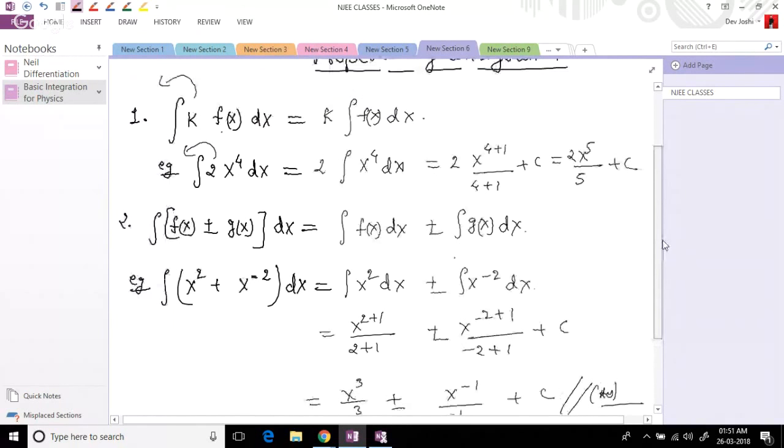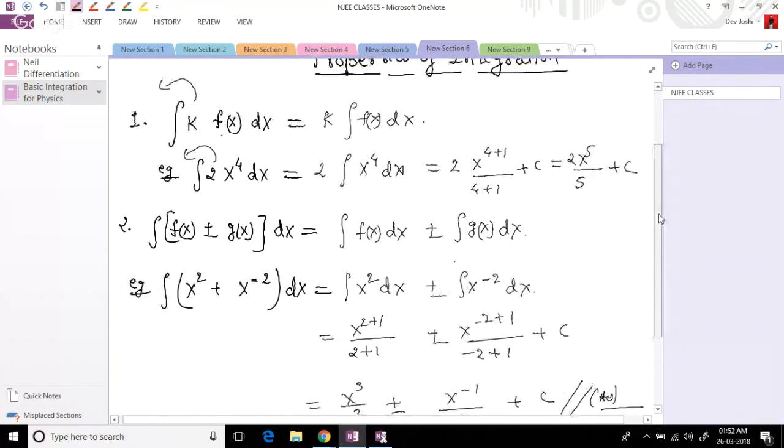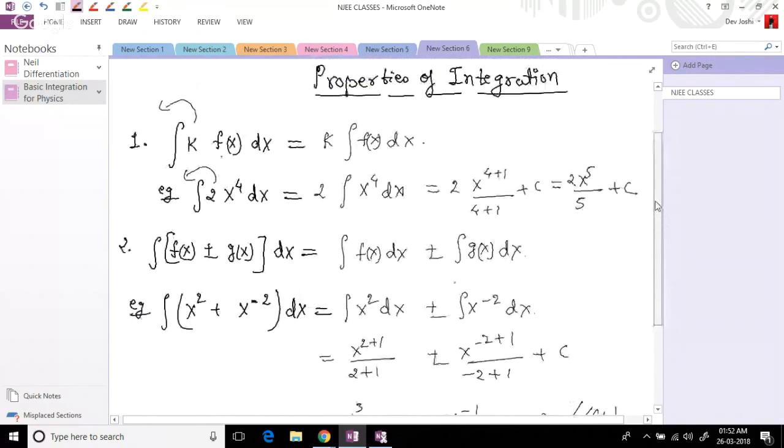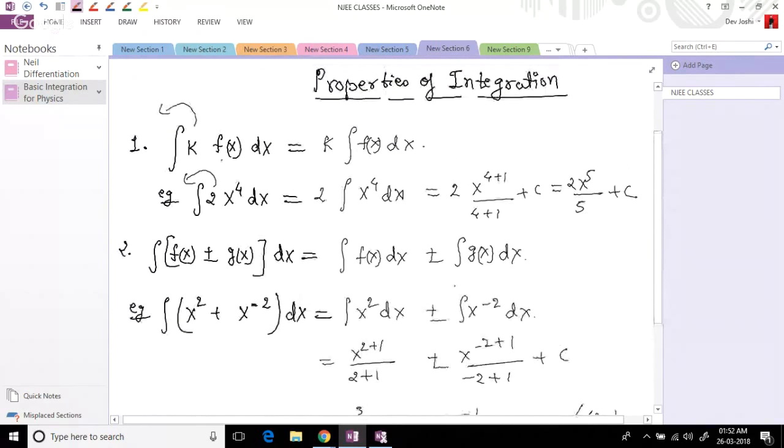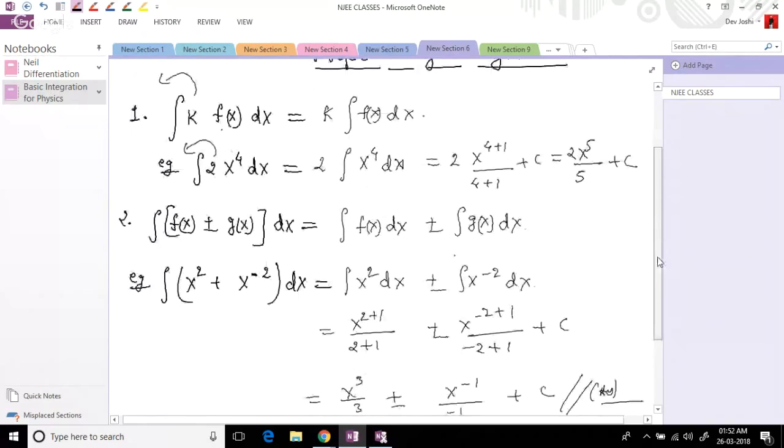All right. So these two properties are very important. First: whenever a constant is there along with a function, just take out the constant and then integrate the function as it is. And whenever you have two or more functions in addition or subtraction, the integration will be applied to each function separately. That is how we get the final answer. Okay.